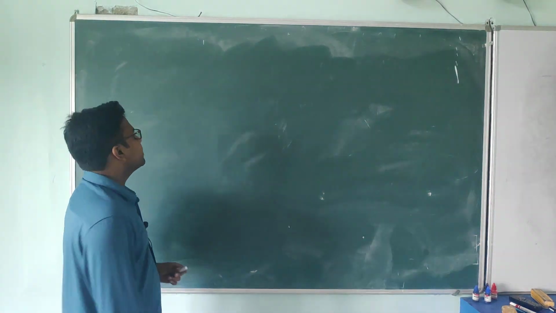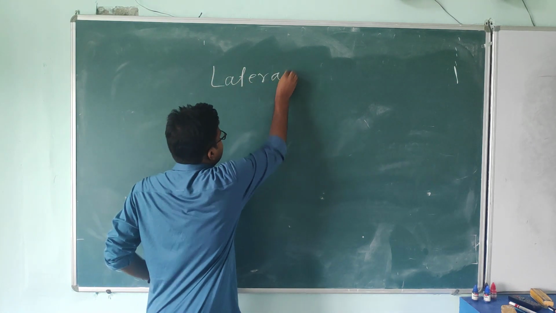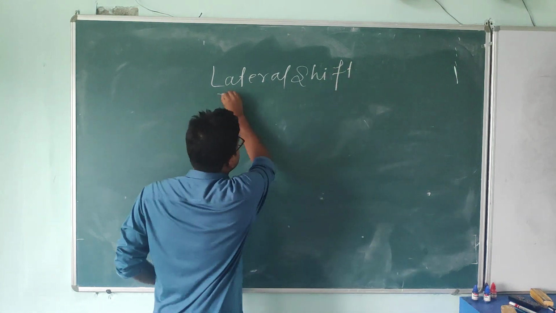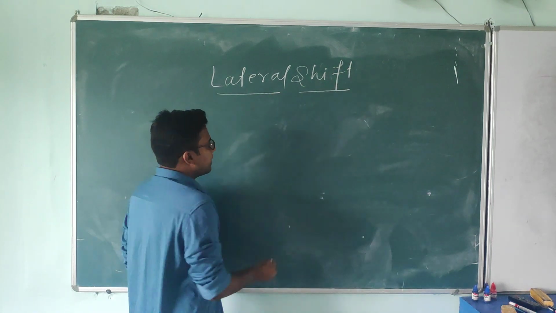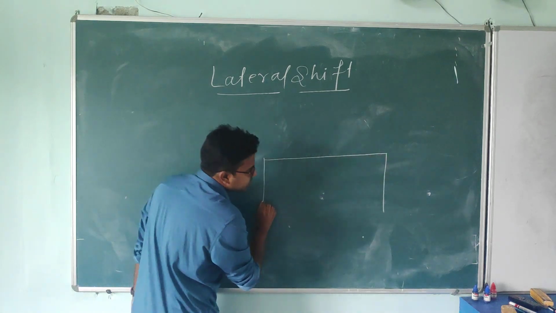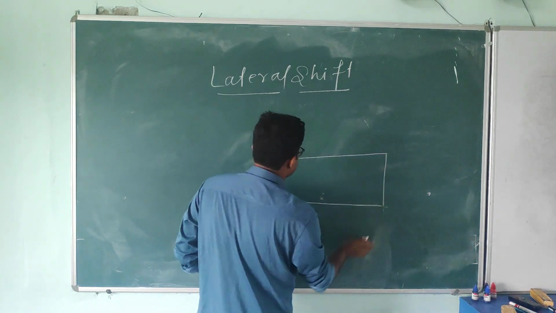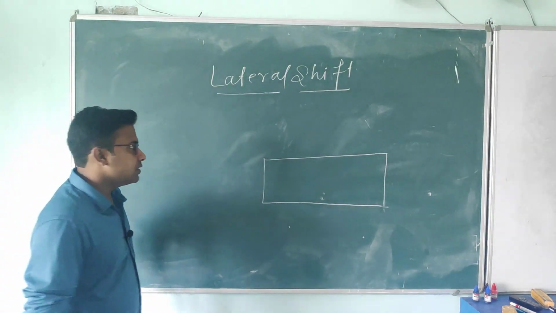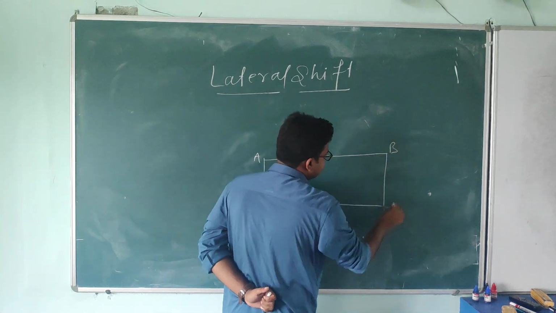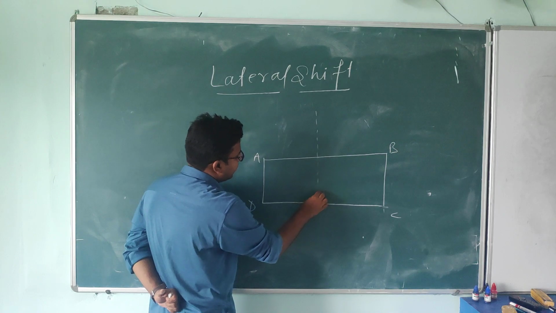Today I am going to discuss lateral shift. Okay, so here I am assuming we have a parallel sided refracting glass slab. This is A, B, C and D. And I am drawing here a normal.